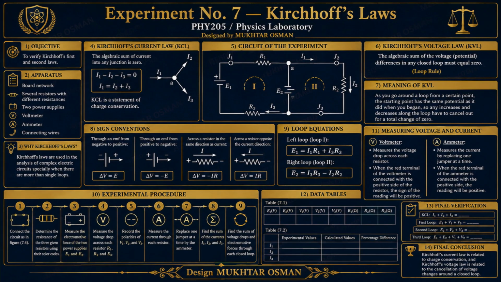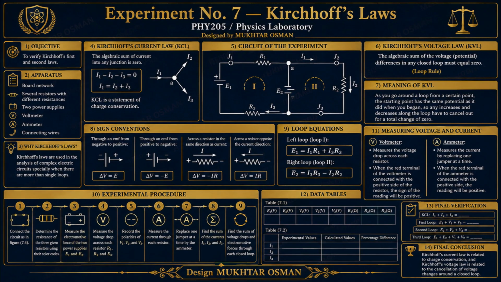12. Data tables. Table 7.1: E1 volts, E2 volts, V1 volts, V2 volts, V3 volts, R1 ohms, R2 ohms, R3 ohms. Table 7.2: Current experimental values, calculated values, percentage difference, I1, I2, I3.